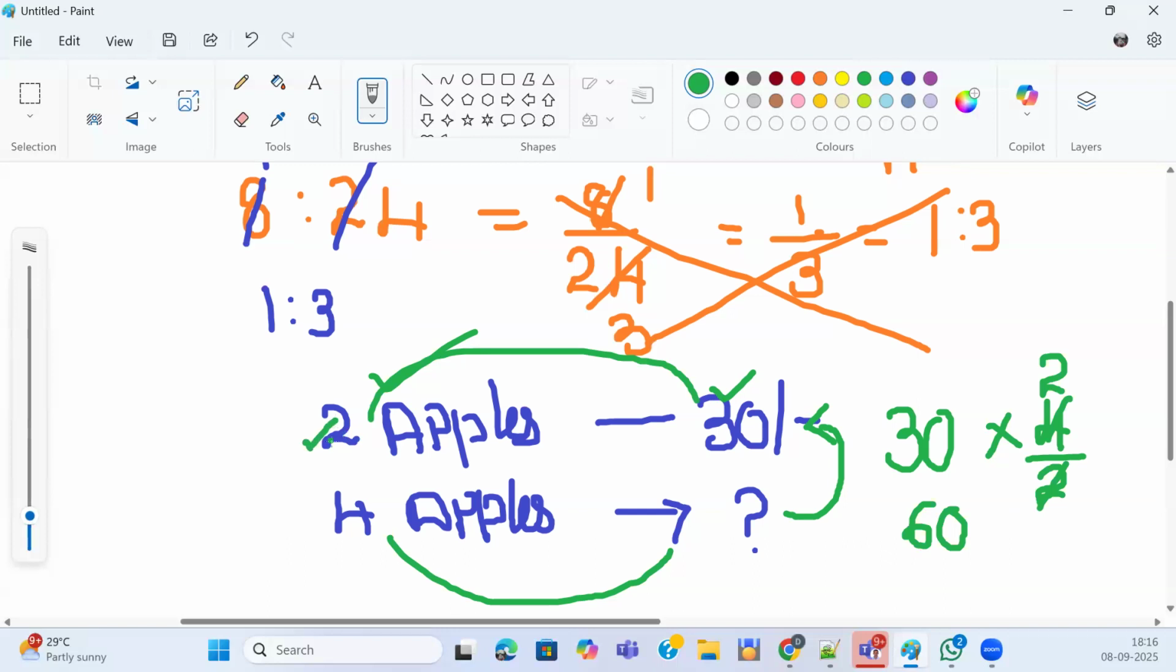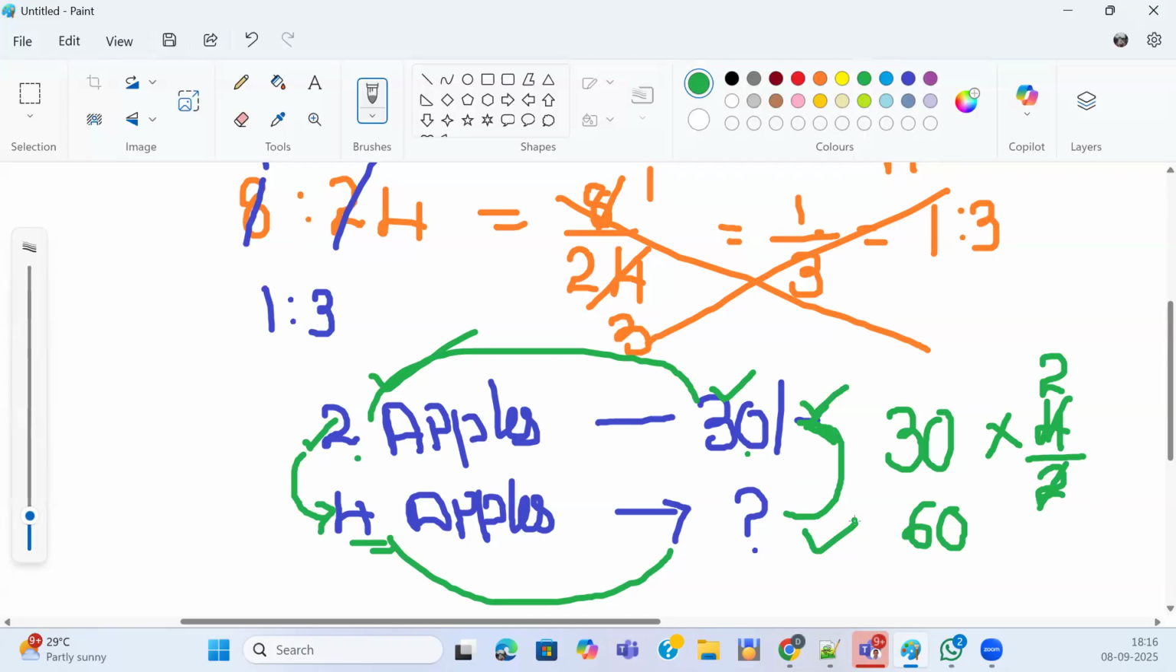So I cannot compare 2 apples with cost, right? I have to compare 2 apples with the quantity. What is the quantity here? 2. What is the quantity here? 4. Then you have to compare price. What is the price here? 30 rupees. What is the price here? 60 rupees. So always you need to compare the things which are in the same units.